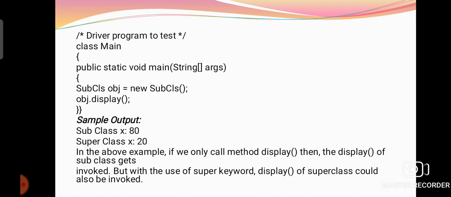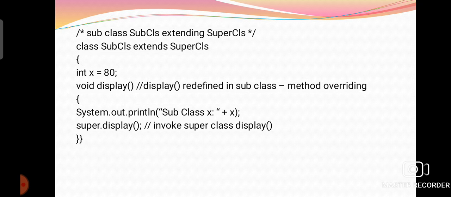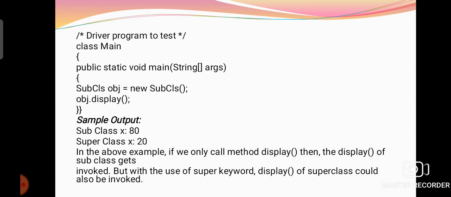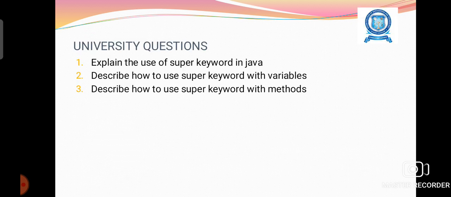Inside every display method, we are just printing the value of x. So the value of x under the superclass, the parent class, is 20, and under the subclass it is 80. In this way we can use the super keyword for methods and variables.